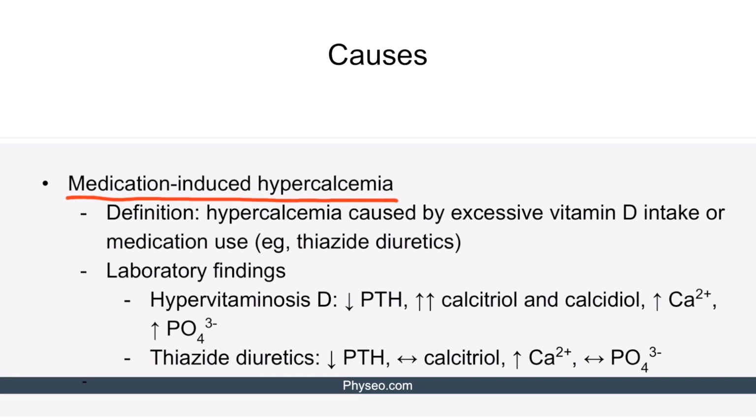Hypervitaminosis D is also characterized by high calcium and high phosphate due to the mechanism that we explained in the previous slide. PTH will be suppressed due to negative feedback from high serum calcium. In contrast, hypercalcemia caused by thiazide diuretics is characterized only by high serum calcium and low PTH levels. Calcitriol and phosphate are typically normal.